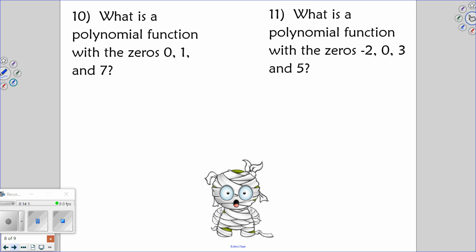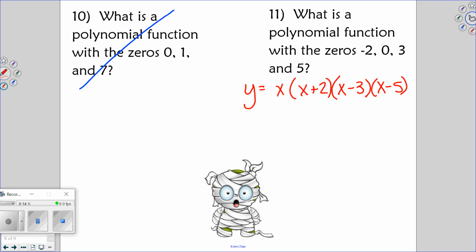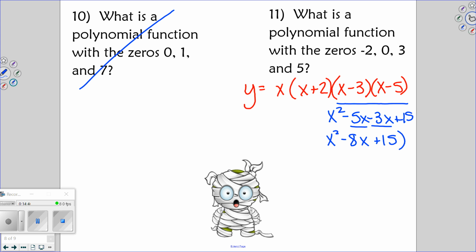Number 11 on your own. We're going to bypass 10. 11 on your own. All right, guys. So I went ahead and set it up. Double check that you at least set it up right. You'd have a x plus 2, x minus 3, and an x minus 5. Okay? All right. So first thing, multiplying the back two together. We'll get x squared minus 5x minus 3x plus 15. Like terms, x squared minus 8x plus 15. So that should have been your first step.